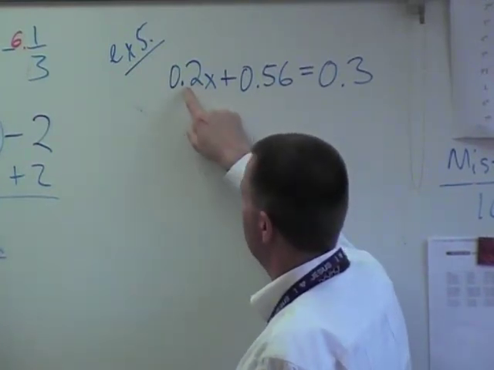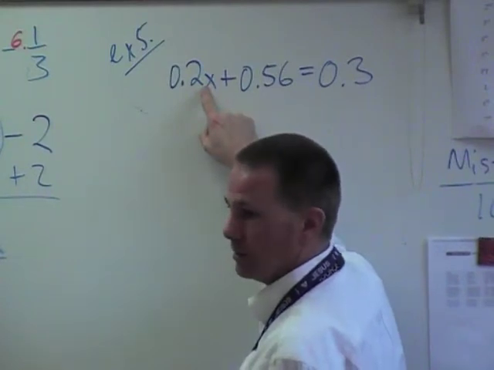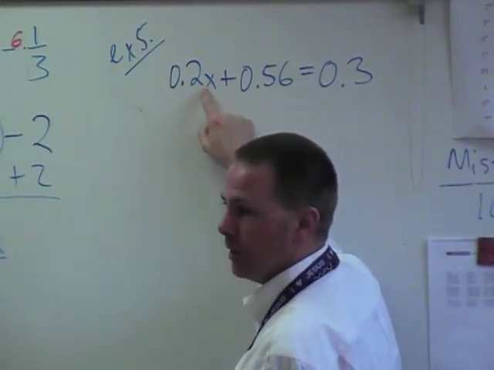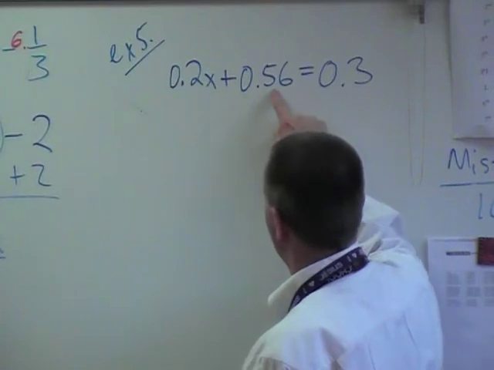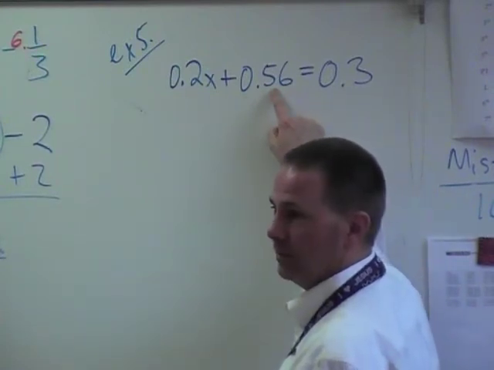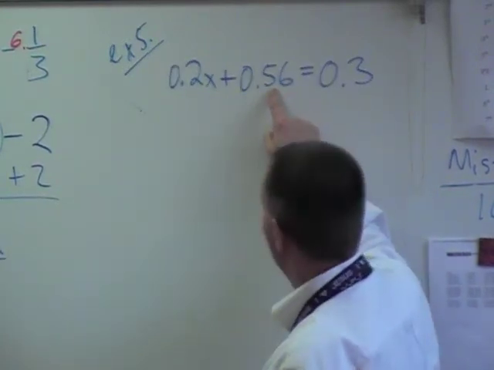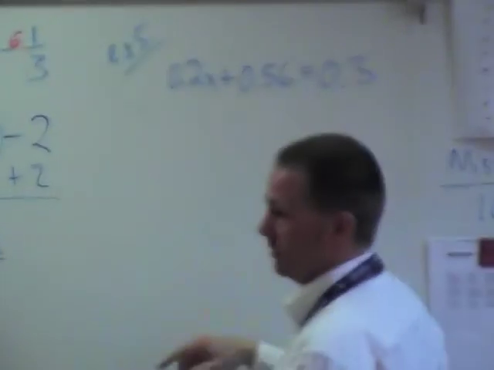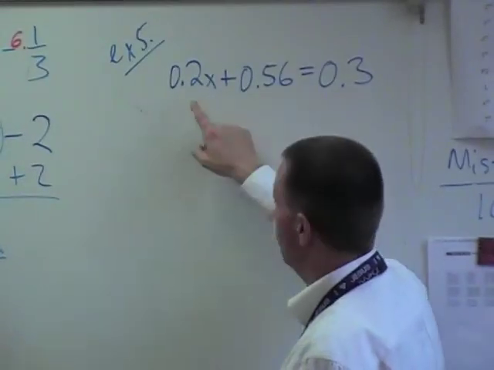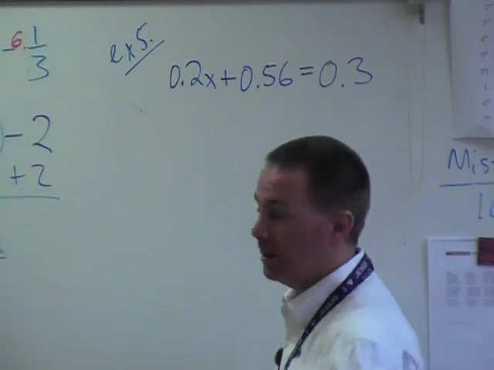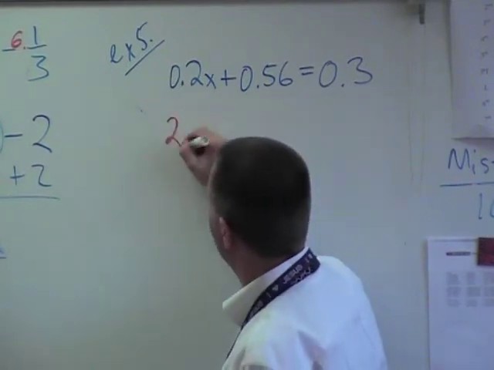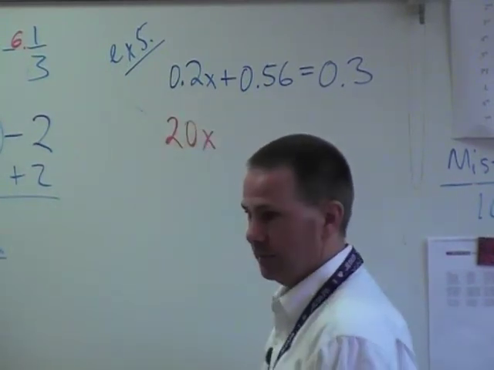If I multiply by 10, this becomes 2x. The decimal point moves to the right one. But this one only moves to the right one if I do that. I want to get rid of all of it. So I want to multiply everything by 100. That'll move this one 2 places to the right. It'll move all of these 2 places to the right. So this becomes 20x.